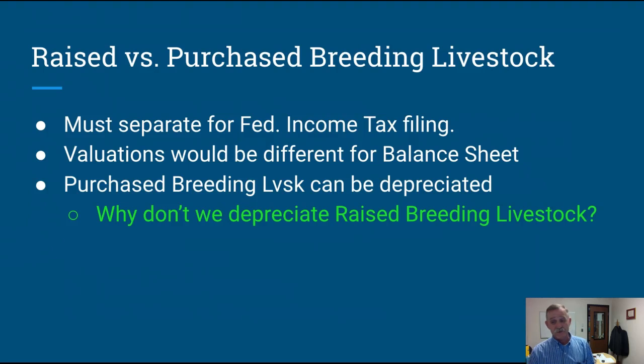When would it affect the income statement? When would it affect the cash flow would be the question after the question. Okay, raised and purchased breeding livestock, for federal income tax filings, they've got to be separated. That's actually a regulation. Valuations would be different on the balance sheet, so we have to have two separate lines, at least if we're not aging them as well by value.